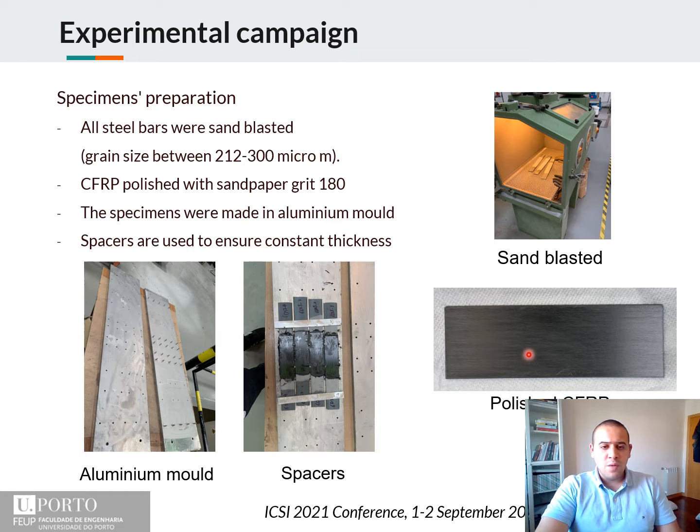The CFRP were polished with sandpaper. All the specimens were made in an aluminum mold that you can see here that has some pins in order to make sure that the CFRP and the steel are well aligned, and we use some aluminum spacers in order to maintain the thickness of the adhesive when we close the mold.